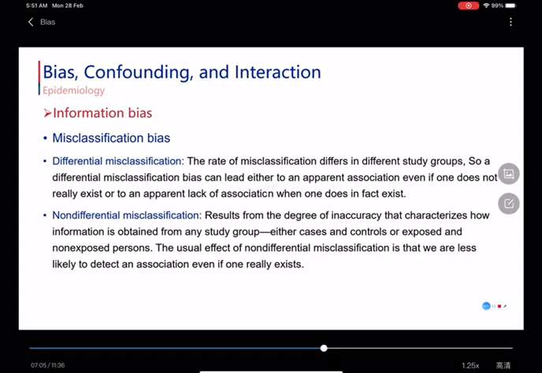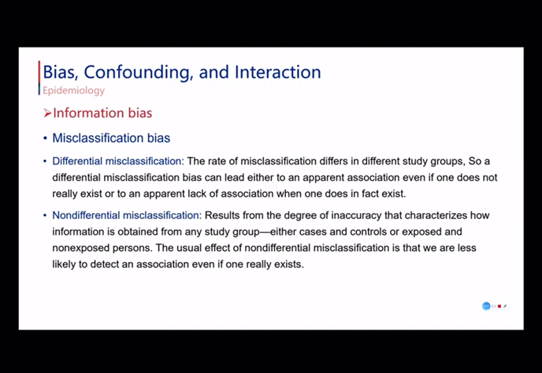In contrast, non-differential misclassification results from the degree of inaccuracy that characterizes how information is obtained from any study group, either cases and controls or exposed and non-exposed persons. Such misclassification is not related to exposure status or to case or control status. It is just a problem inherent in the data collection methods. The usual effect of non-differential misclassification is that the relative risk or odds ratio tends to be diluted and it is shifted toward 1.0. In other words, we are less likely to detect an association even if one really exists.